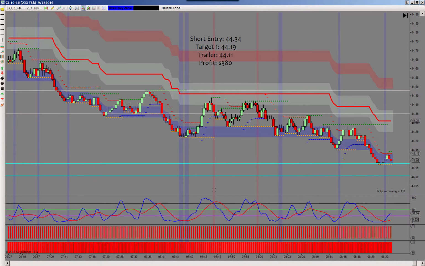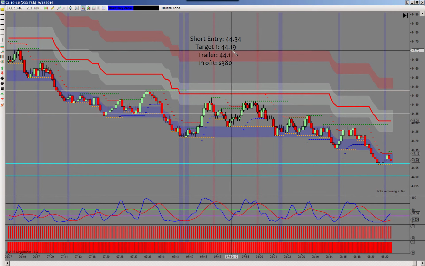Price retraces. I look for this stochastic signal. When it prints, I have a red shaded region on my chart. Here's my bar that I look for. I call this the PPT bar, and I look for confirmation. So I got short in here at 44.34. First target 15 ticks. I risk 15 to make 15, and then I aggressively manage my stop.